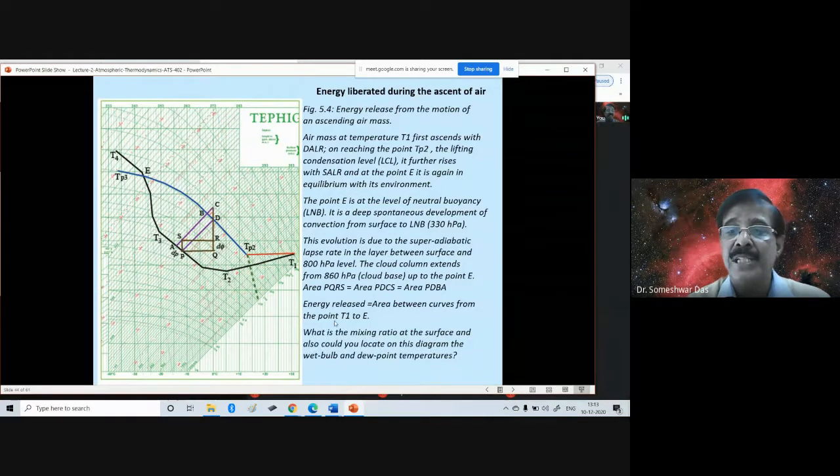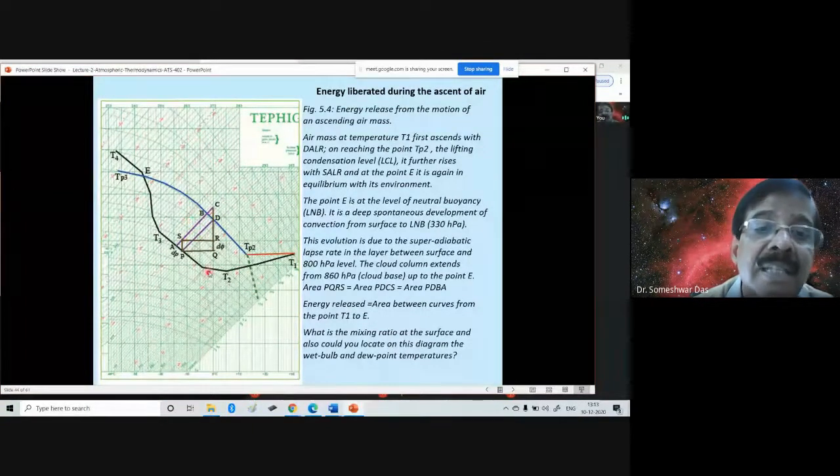What is the mixing ratio at the surface? And also, could you locate on this diagram the wet bulb and dew point temperature? Well, all these things are there. In the exercise, you will learn all of these. From these lines, you can find out the mixing ratio, because I explained to you that these are the mixing ratio lines, dotted dashed lines.